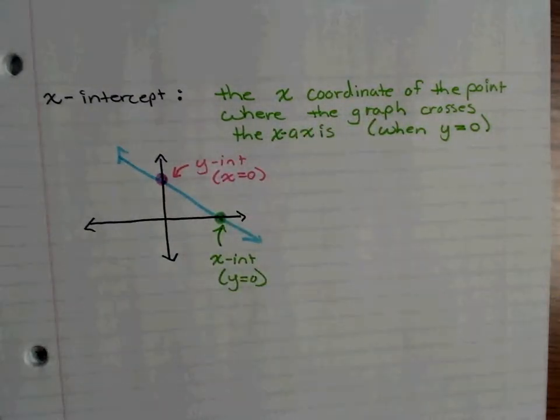So we can use our intercepts as points to graph. As long as we've got 2 points graphed, that can create a line for us. So all you need are 2 points. So the x-intercept and the y-intercept happen to be 2 points. So let's take a look at an example.